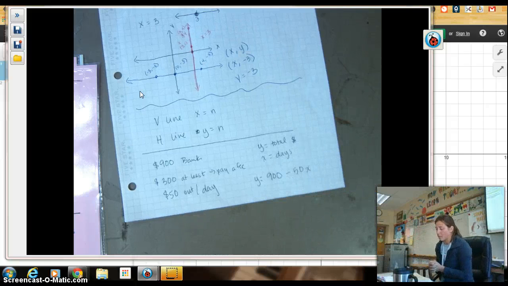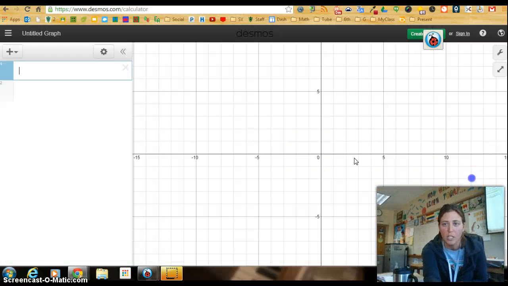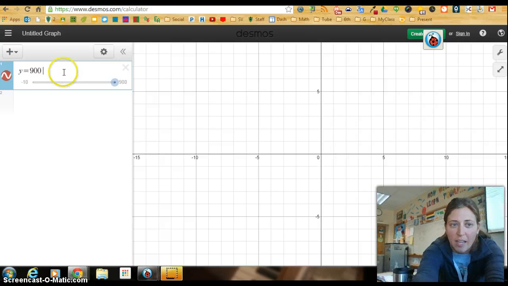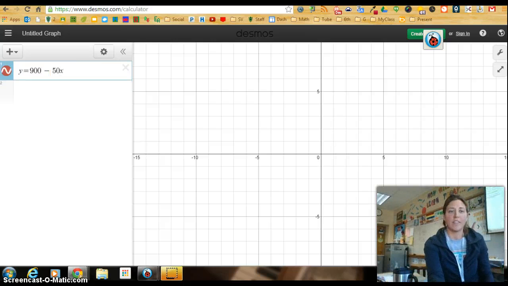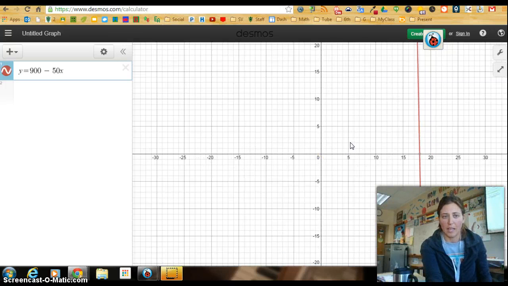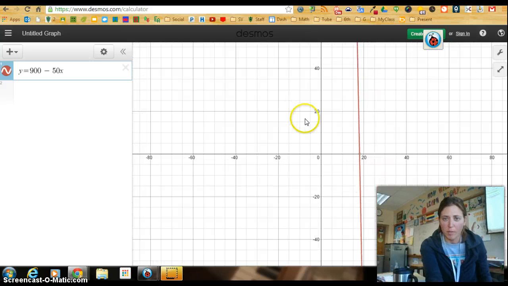Write it down in your notebook, but now we're going to flip over to decimals. So I'm going to change my screen here to my decimals graphing calculator. And now I can put in y equals $900, and I'm going to take out my $50 per day. Alright, so now I've got this graph. I don't see anything here, so I'm going to zoom out a little bit, and what a crazy looking graph.